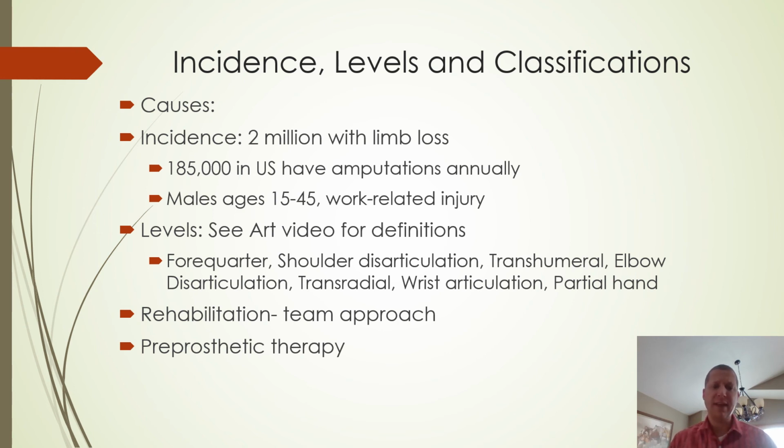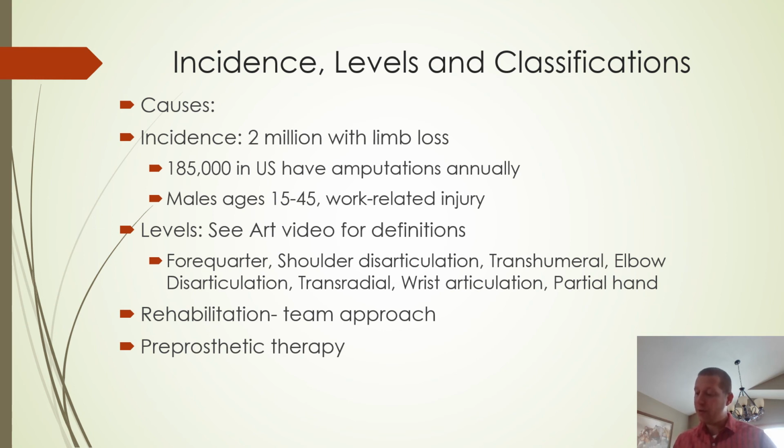For the different levels of amputations, I'm assigning a video with Art. He is an OT who has had bilateral amputations. And so it is somewhat of a dated video, but he still goes over the different definitions of what a forequarter amputation would be: a shoulder disarticulation, transhumeral, elbow disarticulation, transradial, wrist articulation, and a partial hand amputation. So those are just the different levels of amputation relating to upper extremity, of course.